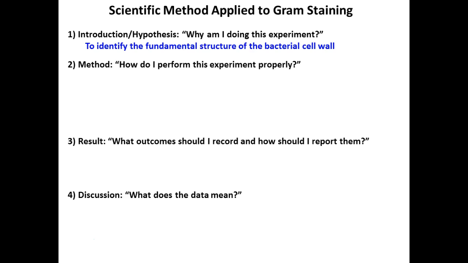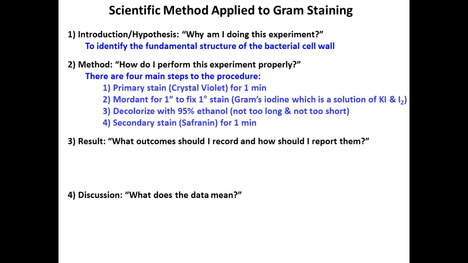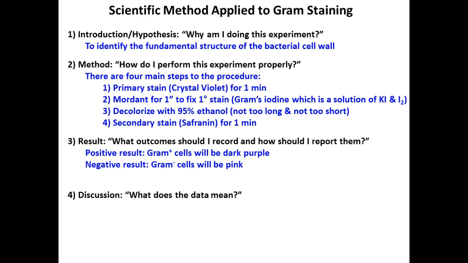How do we go about that? Right? We're going to gram stain. We're going to follow this procedure in the correct order for the correct time frame, because otherwise we won't get accurate results. And so what are we going to see? Gram positive are going to be dark purple, and gram negative are going to be pink. How will we record this? We can record this in words, we could sketch drawings, we could even take photographs.